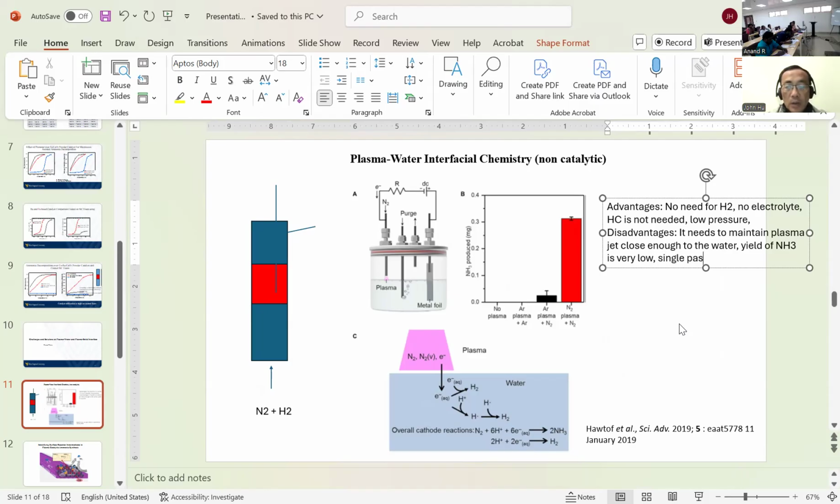Yeah, single pass conversion is low, and it requires a large recycle loop, because 99.9% you have to recycle it. Yeah, that's the cost. Okay, good. I'm glad we talk to each other rather than listen to me list all the disadvantages you never remember. So the disadvantages and advantages are coming from you.